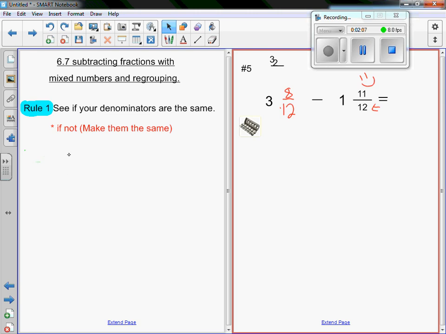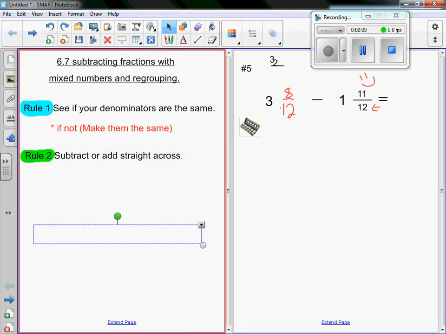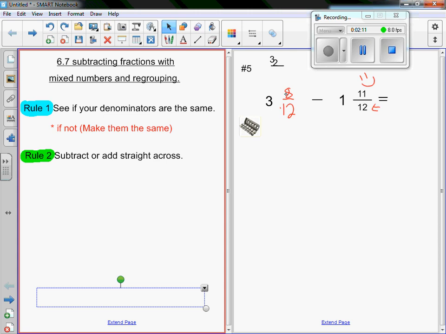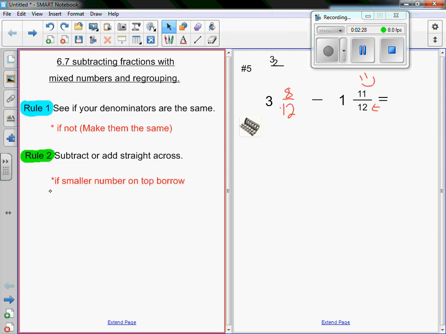Rule number 2. Subtract or add straight across. The first thing you're going to want to add or subtract are your fractions. 8 minus 11. Here's where we run into the second if. You can't take 11 away from 8. So we have to do something else. If there's a smaller number on top, borrow. There's a smaller number first, so we need to borrow.